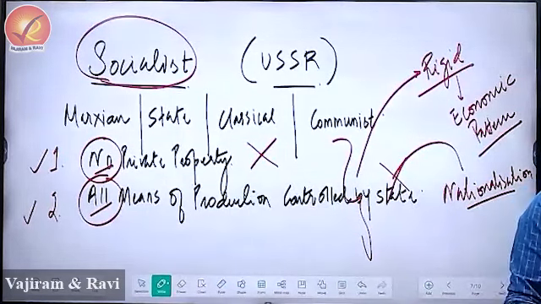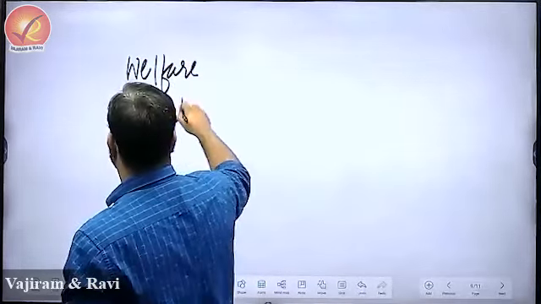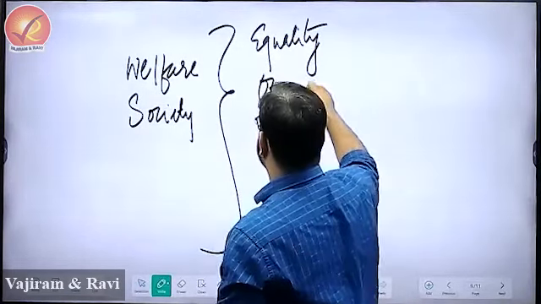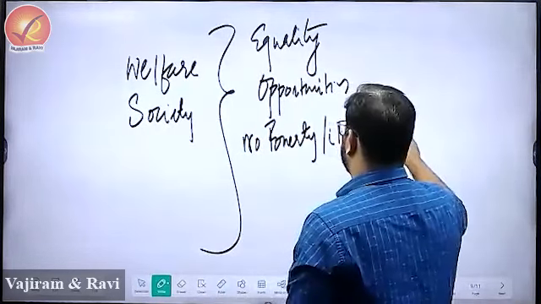So what kind of a society are we looking at? We are looking at establishing a welfare society. Now, what exactly is a welfare society? A society where there is equality, a society where there are opportunities, a society where there is no poverty or illiteracy, a society where there is equality of opportunity, a minimum standard of living. A society where there is no disease is what is called a welfare society.